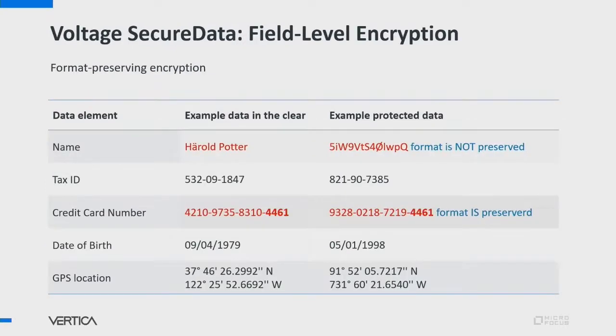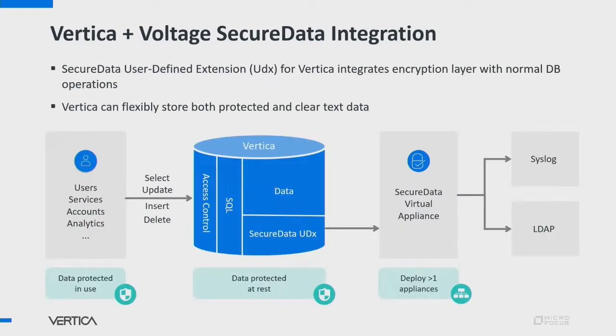Here you see the illustration of format-preserving encryption. Two cases are shown. One where the key is not preserved and another where it is preserved. As you see, the encrypted credit card number has the same format as the unencrypted one. Let's take a closer look at Voltage SecureData and Vertica integration. Vertica provides functions to encrypt and decrypt data using SecureData.